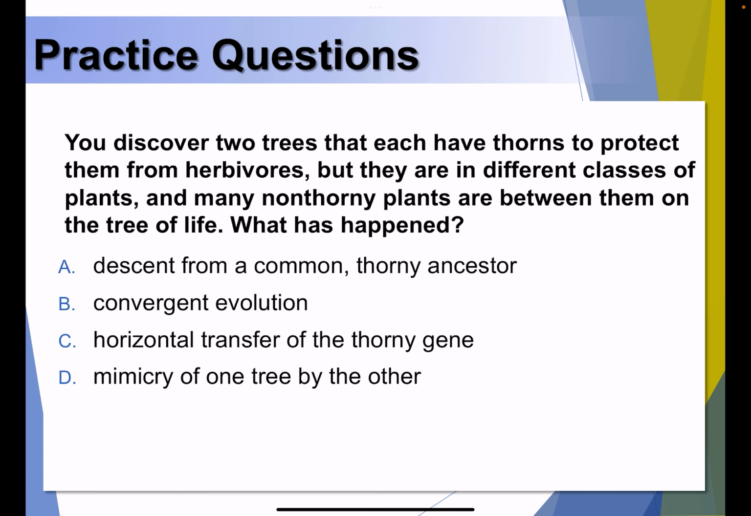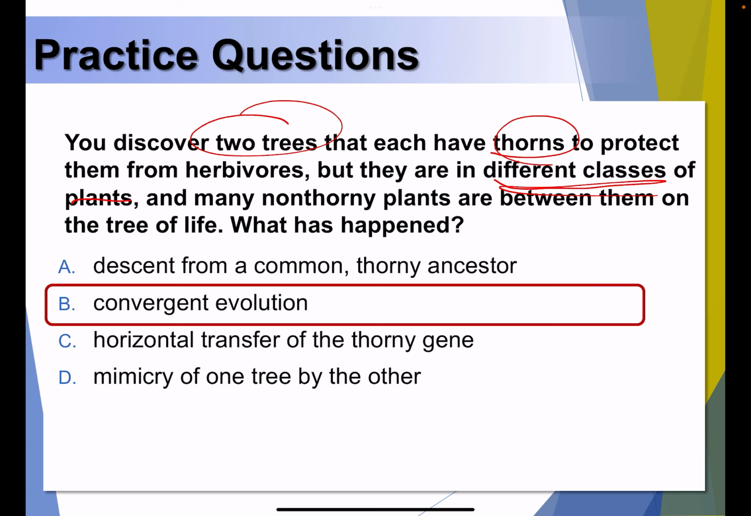You discover two trees that each have thorns to protect them from herbivores, but they are in different classes of plants. These two trees both have thorns as a trait that they share, and many non-thorny plants are actually between them on the tree of life, when we're talking about the phylogeny of these two trees. So what has happened? Why are they on completely different lineages, yet they share the same trait of having thorns?